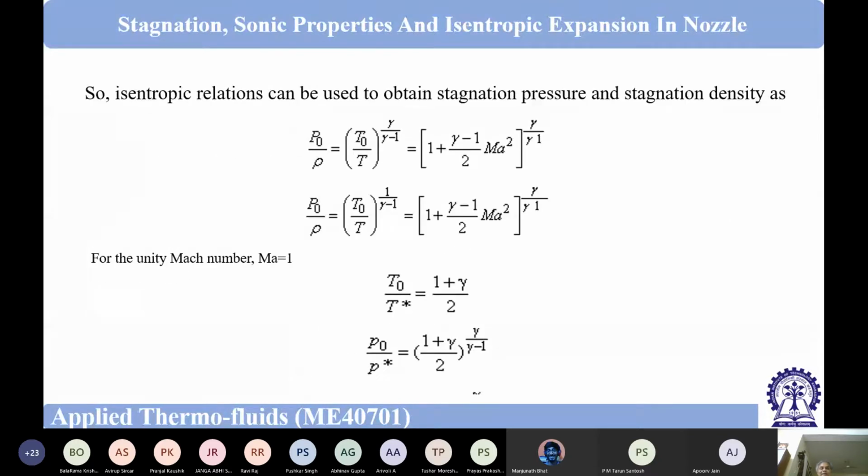Then we can derive P0 by P. It is not rho. Please make a note. At the last moment I have seen. So P0 by P is equal to T0 by T to the power gamma by gamma minus 1.